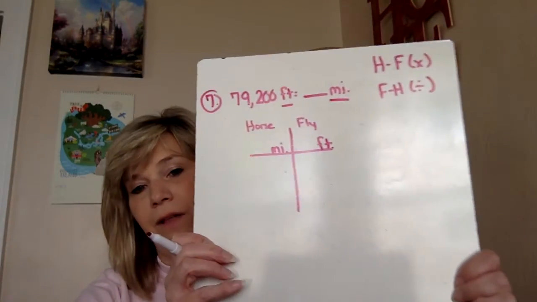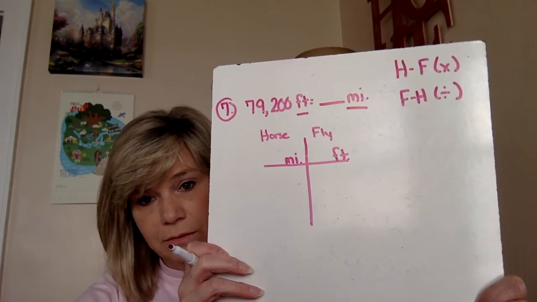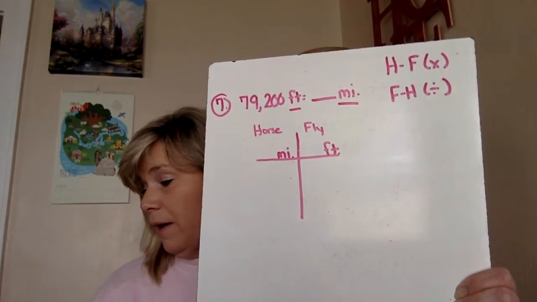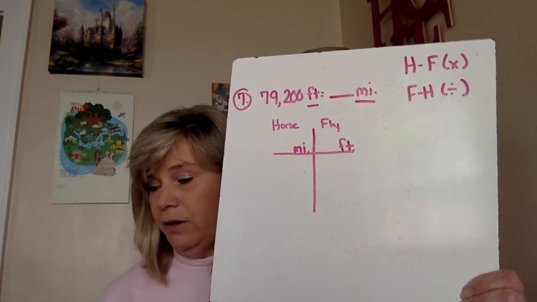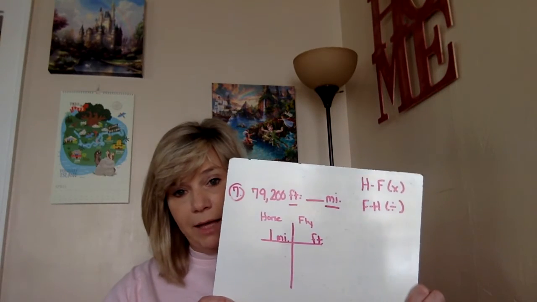So I'm going to put MI for mile under horse, and then FT for feet under the fly. See what I've done? And then we go back, and that's where we use this until we put them in our head. Hopefully soon they'll be in our head. So 1 mile, remember the horse is always going to be one something. 1 mile, 1 foot, 1 yard, okay? How many feet are in a mile? And that's our long number we have to know.